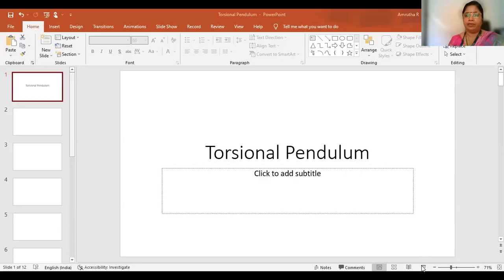So now let us start with torsion pendulum derivation. Start sharing my screen. So this is what we'll be learning today. Torsional pendulum. In this session, we shall learn about torsional pendulum.